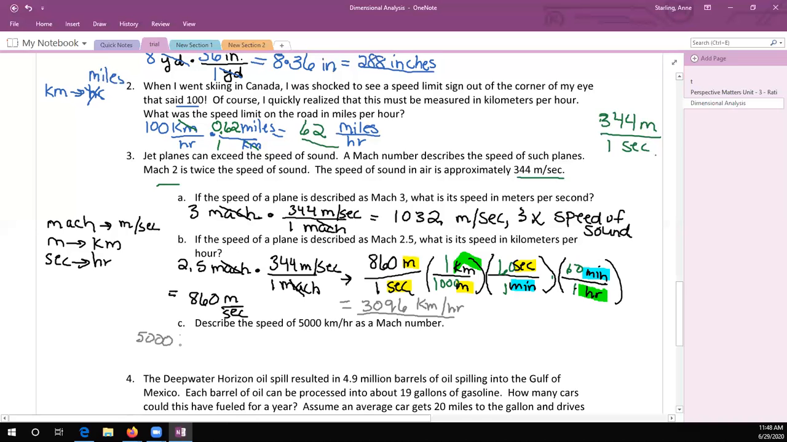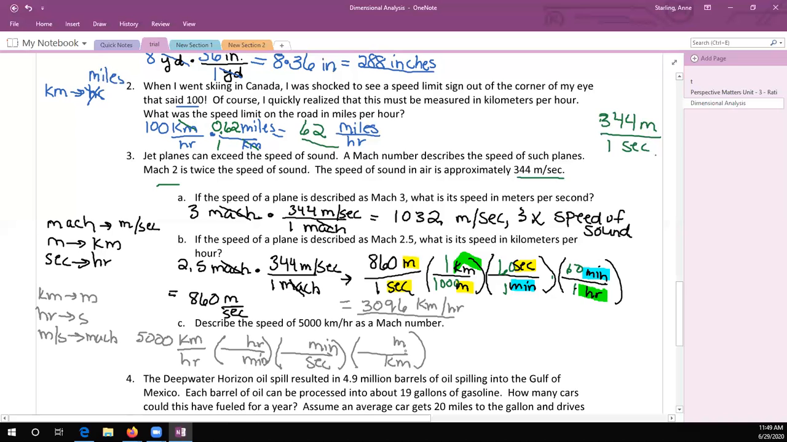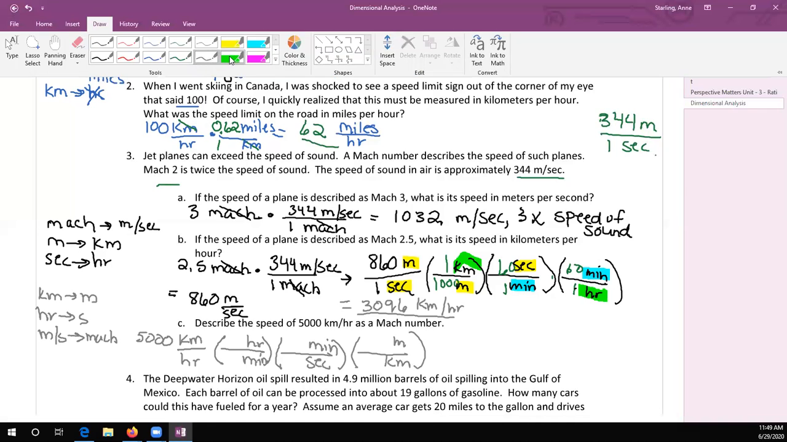So if I have 5,000 kilometers per hour, I need to convert the kilometers back to meters. I need to convert the hours back to seconds because meters per second is a Mach number. So we are going to work backwards. Any order you do these in is fine. Let's do the hours to minutes and then minutes to seconds, getting me back the seconds I want, and then kilometers over meters. And then we'll pause there and kind of see where we're at.